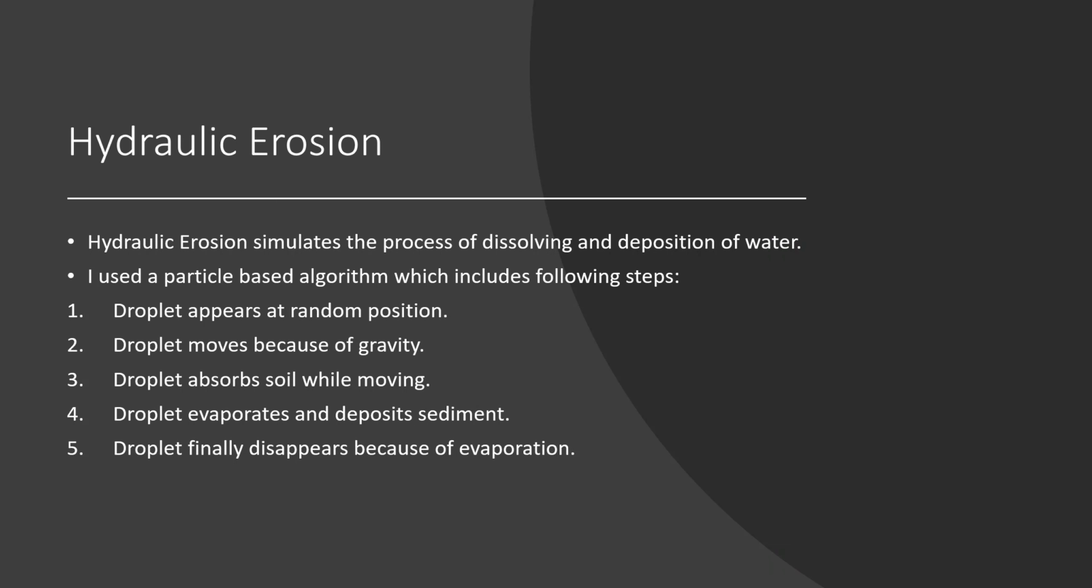I used a particle-based algorithm to implement hydraulic erosion. First, a droplet appears at a random point. Then it moves because of the effect of gravity. The velocity can be calculated by using surface normal. It keeps absorbing soil until its sediment reaches max value, which is proportional to its volume and speed. At the same time, it evaporates and its volume will decrease. Therefore, it will start to deposit soil. Finally, it will disappear because of evaporation.